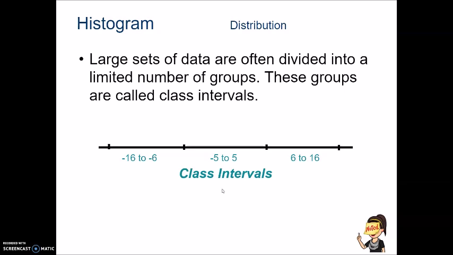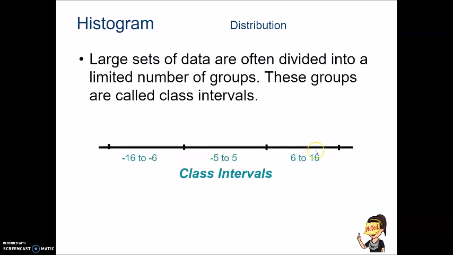Okay, so a large set of data is often divided into a limited number of groups. These groups are called class intervals. So when we go to make a histogram, we have to take our data and put it in ranges that are called class intervals. So down here, you'll see we have class intervals of -16 to -6, -5 to 5, and 6 to 16.